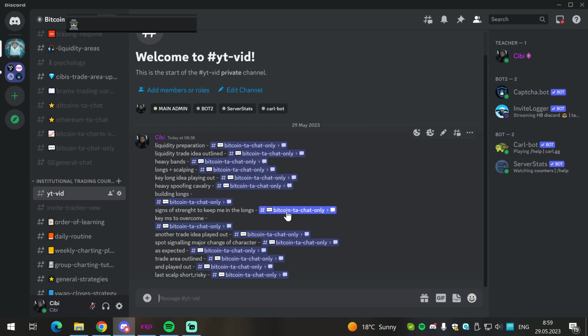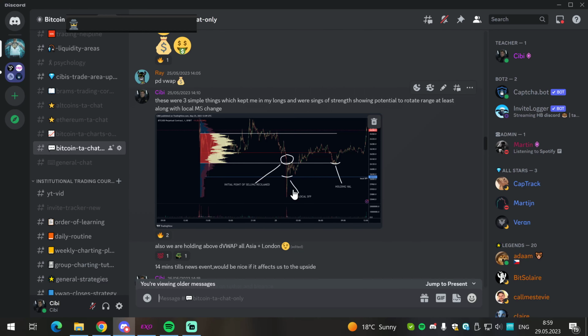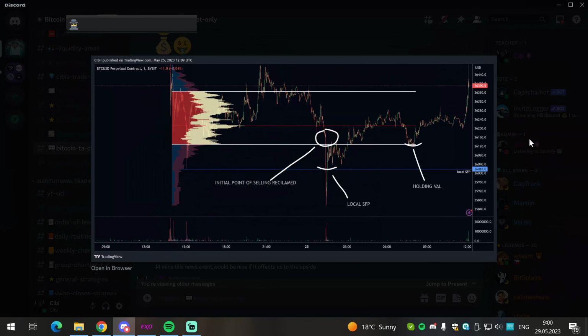Okay, and now we have the sign of strength to keep me in the longs. I was posting it a bit back because I was babysitting my positions. So you can see what was happening here. We had this high volume exhaustive move down with big limits absorbing that, and I'm seeing we are doing a local swing failure pattern, so we are returning back to this range. That's the first sign of strength for me. We reclaim this level with very high velocity, which is so important in our trading.